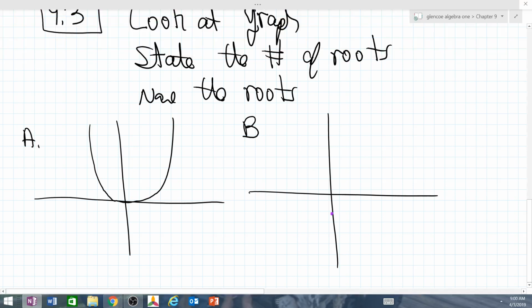I hope that this is helpful to you guys to help you prepare for your test. There's graph A, there's graph B, and here is graph C.